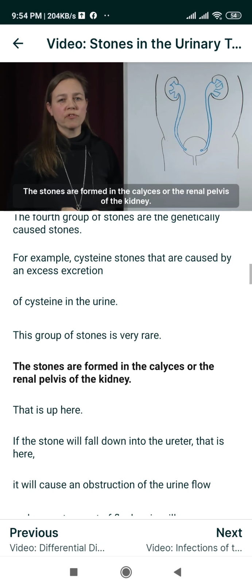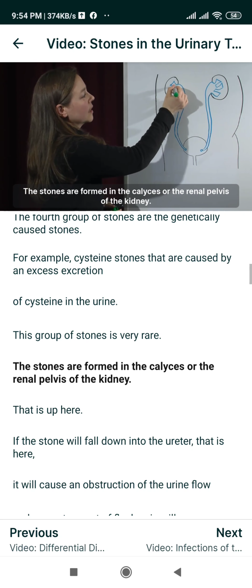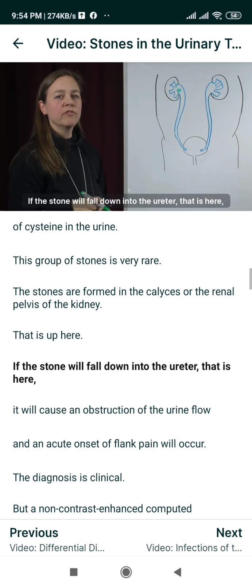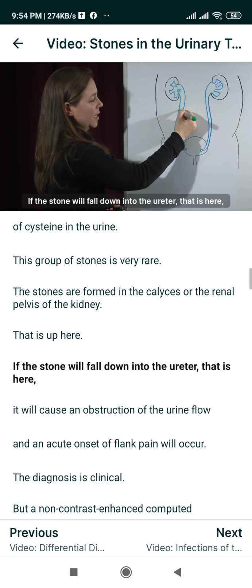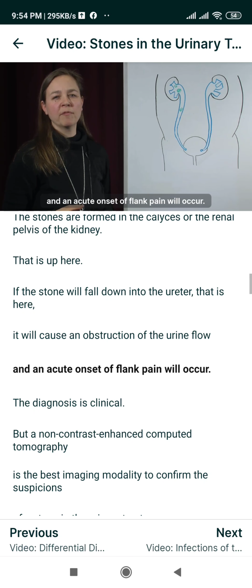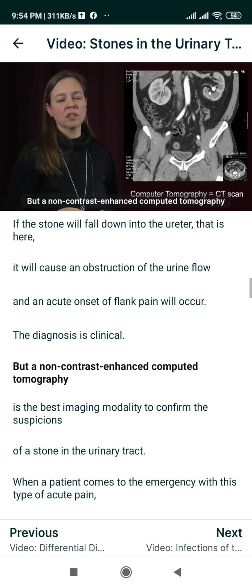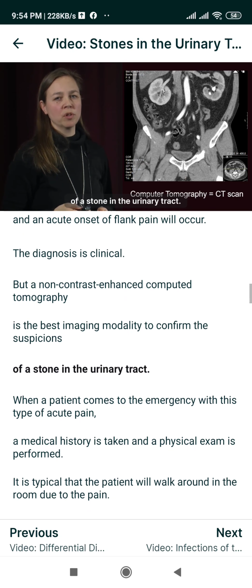The stones are formed in the calyces or the renal pelvis of the kidney, that is up here. If the stone will fall down into the ureter, that is here, it will cause an obstruction of the urine flow and an acute onset of flank pain will occur. The diagnosis is clinical, but a non-contrast enhanced computed tomography is the best imaging modality to confirm the suspicions of a stone in the urinary tract.